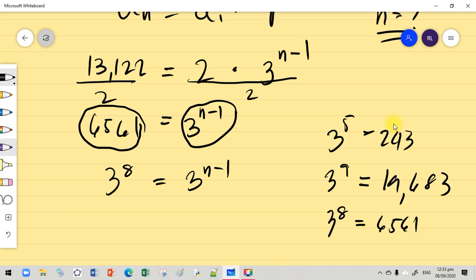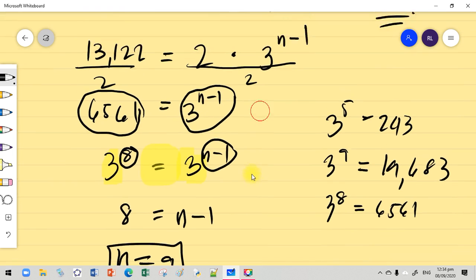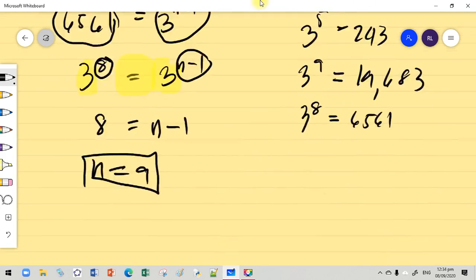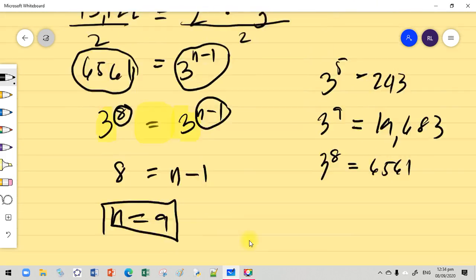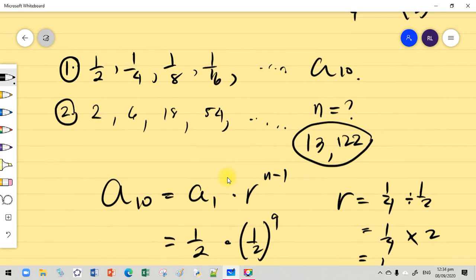So again, the logic is that since the bases are equal and this is an equation, the exponents must also be equal. So we can say that 8 equals n minus 1. Therefore, still the same, n is 9, the 9th term. Therefore, that 13,122 there is the 9th term.